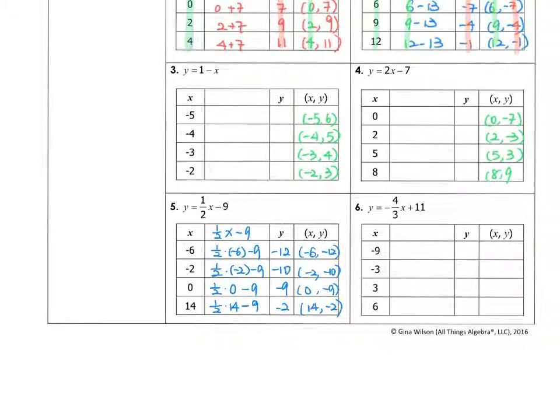Okay, same thing here in number 6. -9 times -4/3x plus 11, you should have 23. -3 times -4/3x plus 11, that should be 15. 3 times -4/3x plus 11, you should have 7. -4/3 times 6 plus 11.